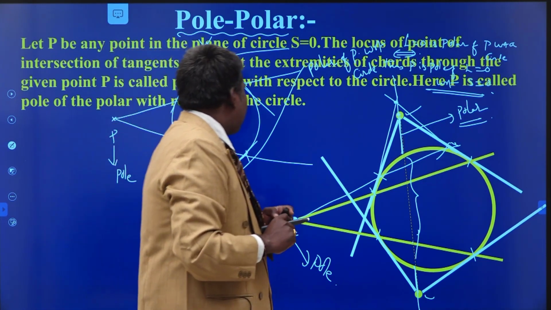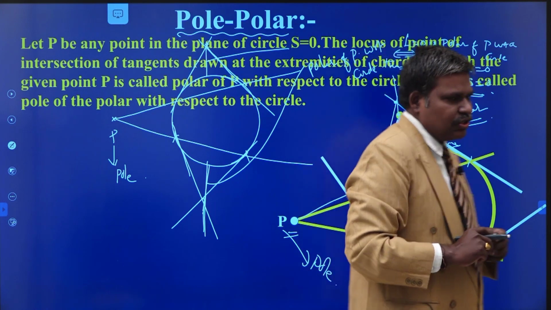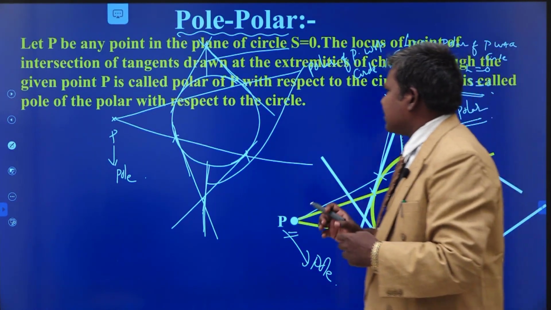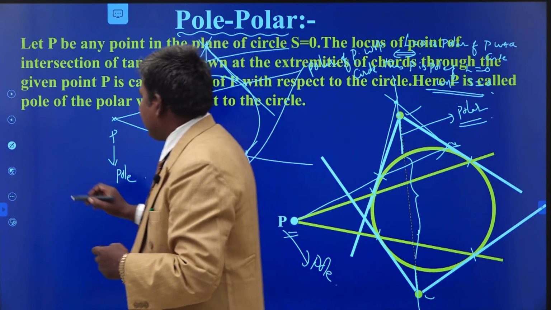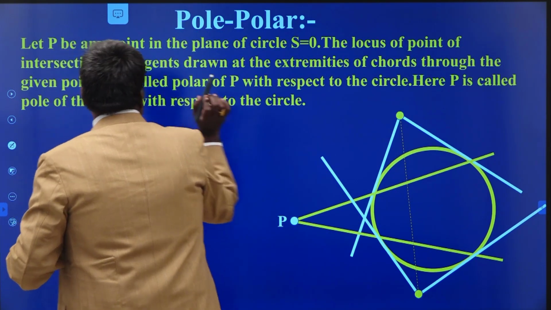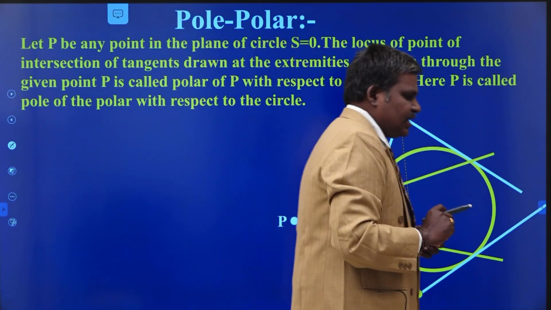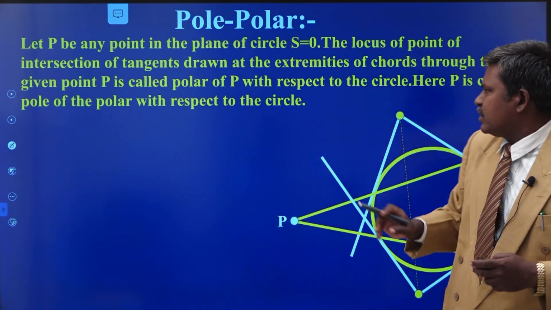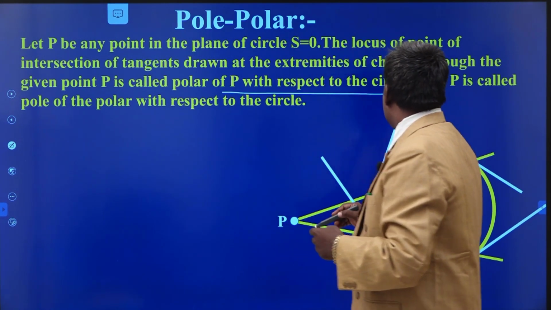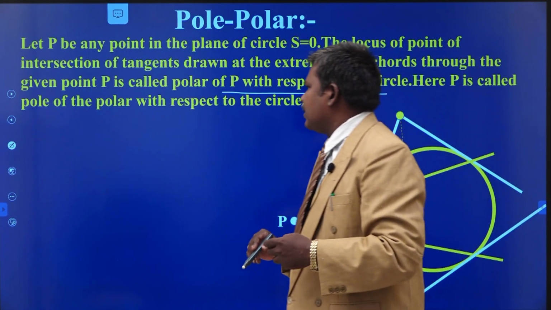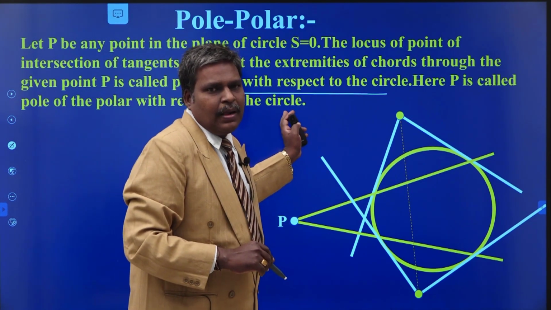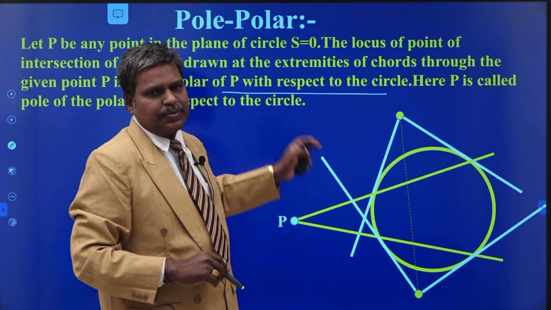So let P be any point in the plane of circle S equal to 0. The locus of point of intersection of tangents drawn at the extremities of chords through the given point is called the polar of P with respect to the circle. Here P is called the pole of the polar with respect to the same circle. This is the definition of the polar of a point with respect to the circle.